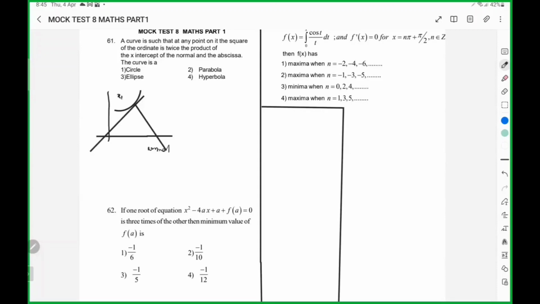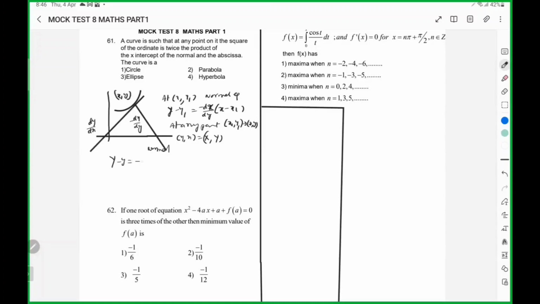So any point here is x comma y. Tangent slope is dy by dx. Normal slope is minus dx by dy. So let us say at x1 y1, normal equation is y minus y1 is minus dx by dy into capital X minus x1. At any point means x1 y1 we will consider as x comma y, and I will take the running point as capital X comma capital Y.